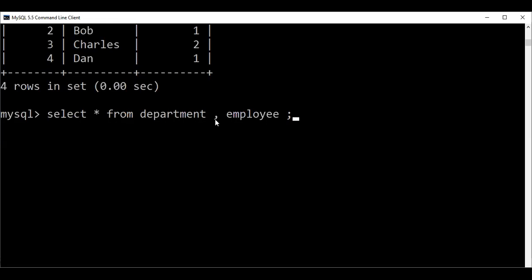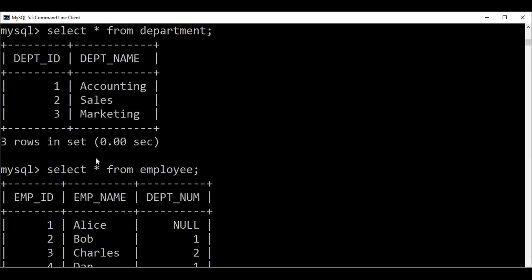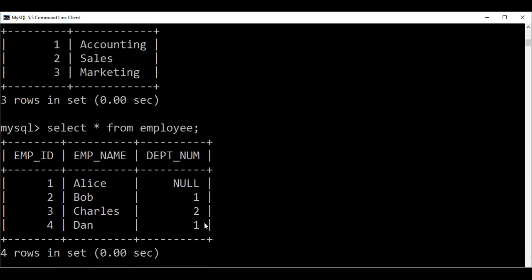Now see here, for one accounting, 4 combinations: one accounting with 1 Alice and Nob, one accounting with 2 Bob and 1, one accounting with 3 Charles and 2, and one accounting with 4 Dan and 1. So for one accounting, 4 combinations. Similarly, for 2 sales, 1 Alice and Nob, 2 Bob and 1, 3 Charles and 2, and again 4 Dan and 1. 4 plus 4, 8. Again for 3 marketing, 1 Alice and Nob.